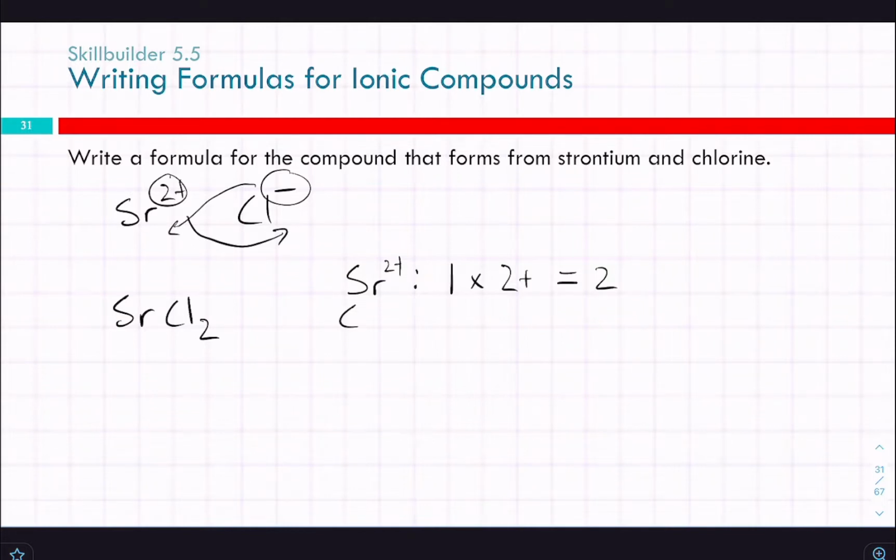And then for chlorine, which has a 1 minus charge, we have 2 chlorine atoms. So we'll have 2 chlorine atoms times the charge of 1 minus for a negative 2. And so those will add up to 0. So it's properly balanced.